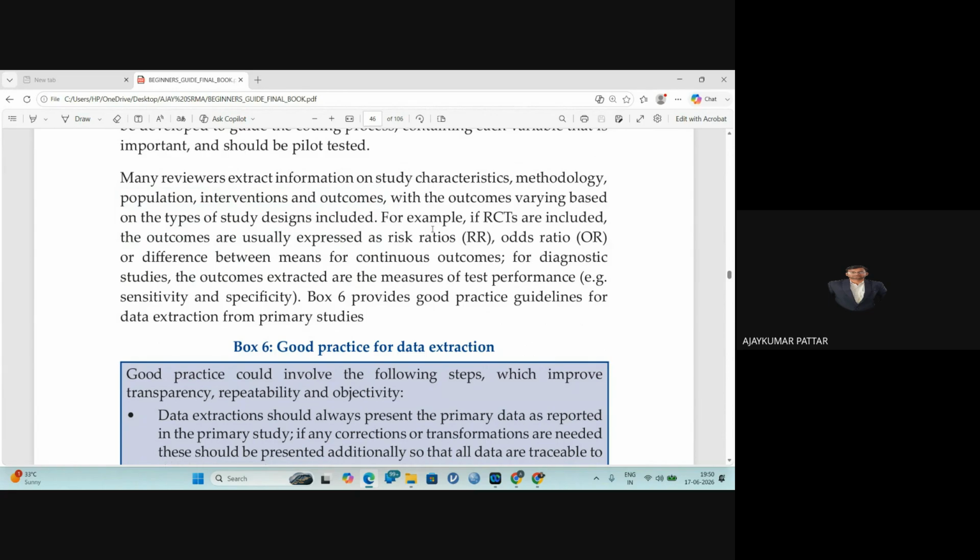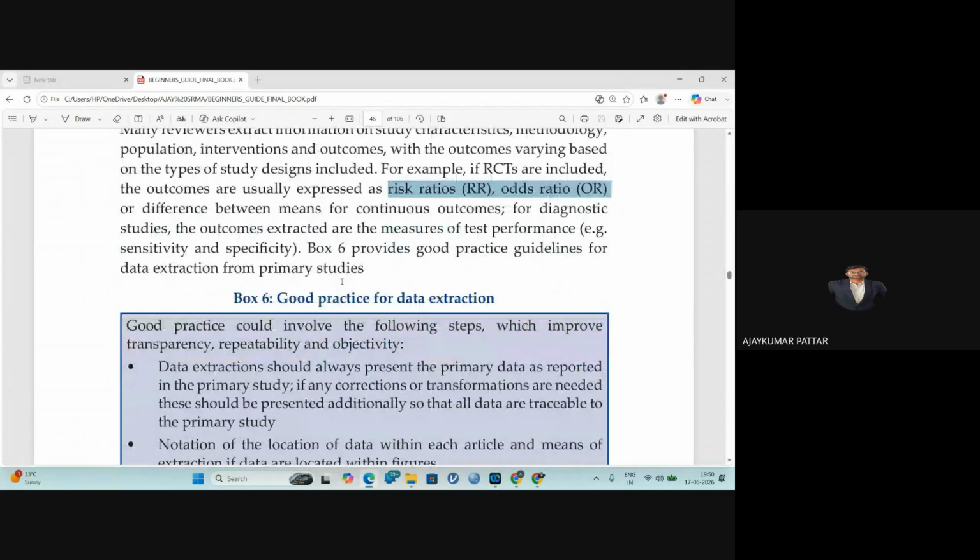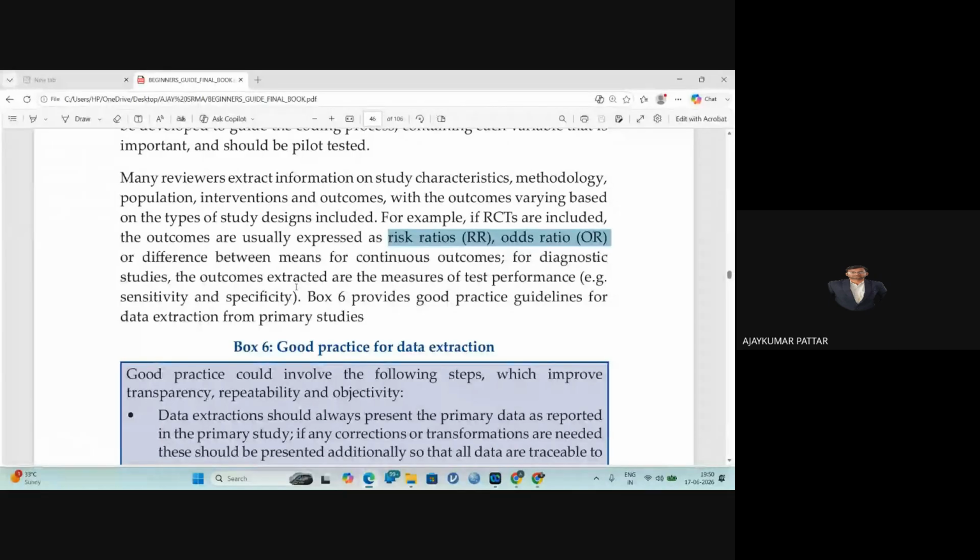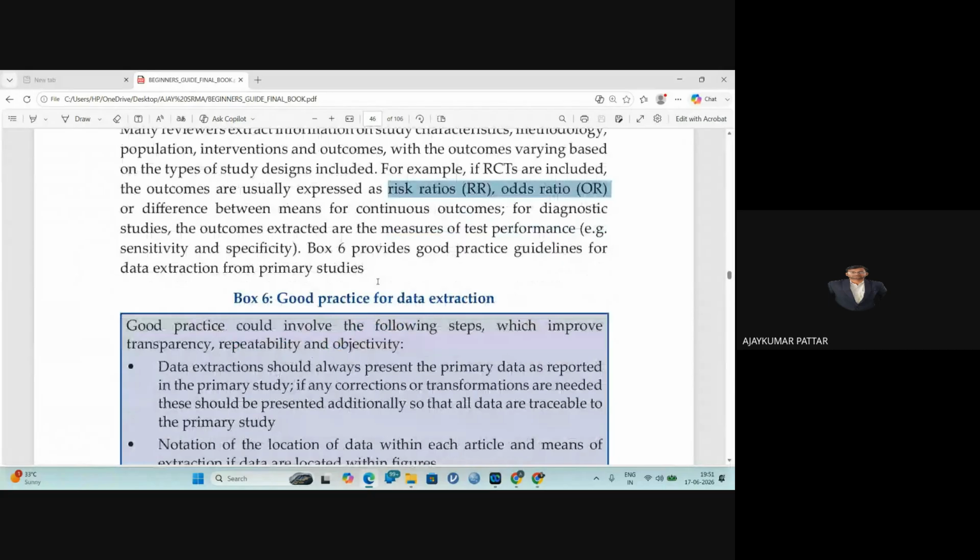For example, if randomized controlled studies are included, the outcome may sometimes be expressed as a continuous outcome, or sometimes as a risk ratio or odds ratio. So according to our question, whether we have included RCT, non-RCT, or observational studies, the data extraction needed for that varies.